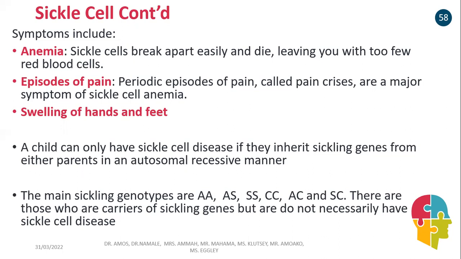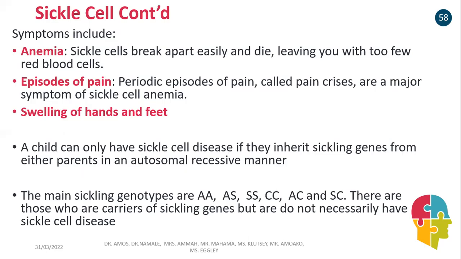Now, a child can only have sickle cell if they inherit sickling genes from both parents in an autosomal recessive manner. So what are the genotypes? We have AA. If you are AA, it means you are normal. If you are AS, it means you are a carrier. If you are SS, it means you have sickle cell.